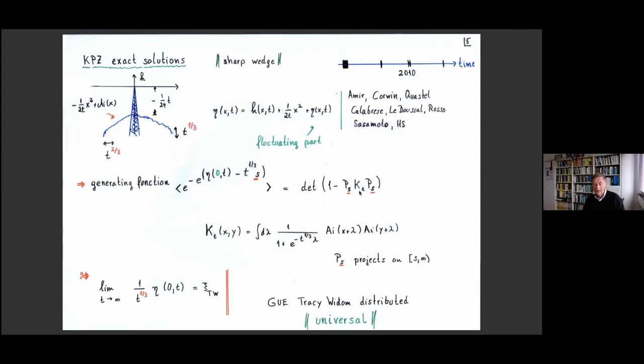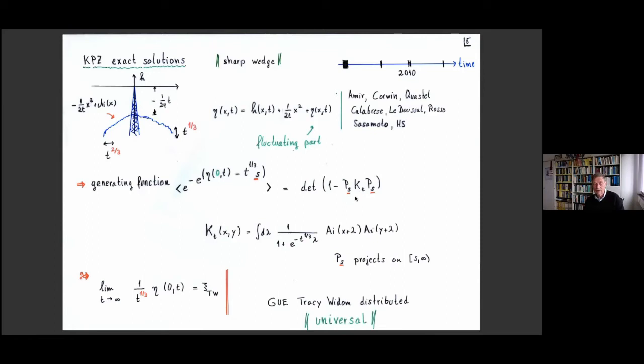And then there's a kernel, which looks a little bit like what you are used to from free fermions. So you have a Fermi distribution, but the wave function which you have to put in is actually the Airy function. And then you have to integrate over all these translations. And it's this kernel which you have to plug in over here. Okay.